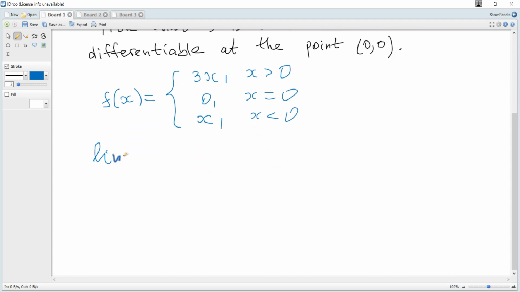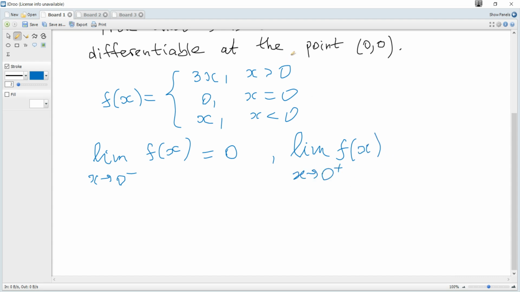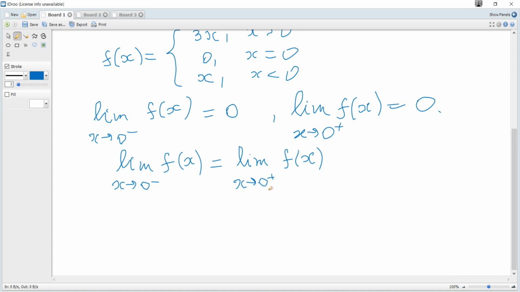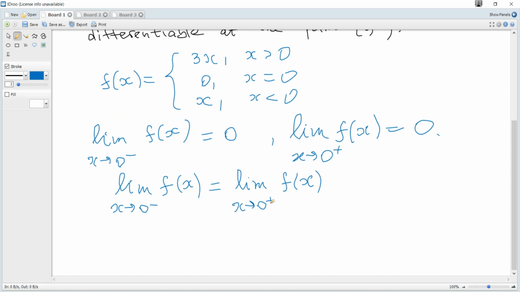And now, the limit of f(x) when x tends to 0 from the left: we should consider x, and just substituting 0 for x, we get 0. And the limit of f(x) when x tends to 0 from the right: we should consider 3x, and substituting 0 for x, we get 0. Hence, we can see that the limit of f(x) when x tends to 0 from the left is equal to the limit when x tends to 0 from the right. In general, it may be enough just to show that the limit from the left is equal to the limit from the right to conclude that it's continuous.